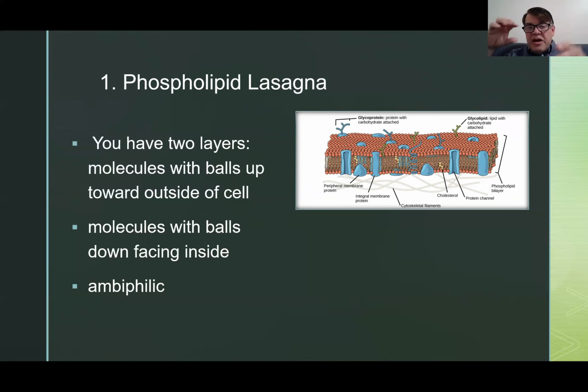So these phospholipids, the hydrophilic part, that's the ball that likes water, it's polar. Polar means it's attracted to ions. And the hydrophobic part in the middle is non-polar. So there are two sides to these phospholipid molecules. The one side, the ball side, is hydrophilic and is polar, and then the inside is hydrophobic and is non-polar.